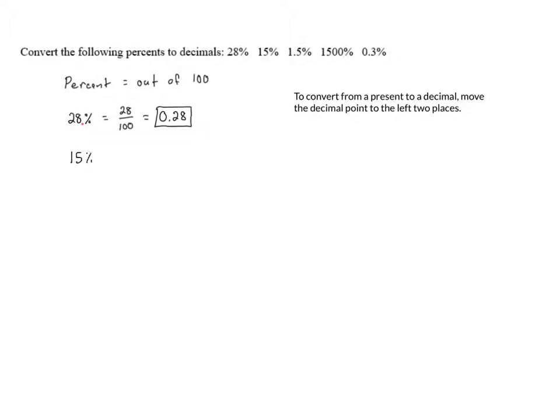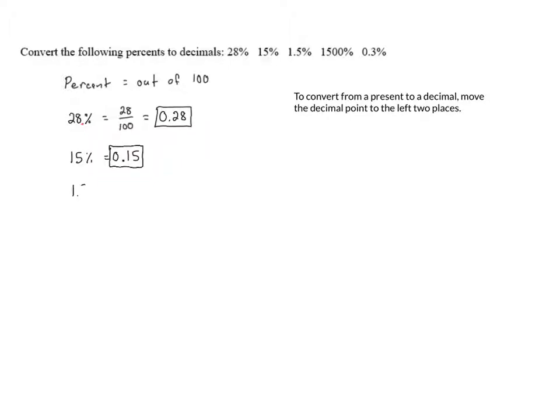If we have 15% and we want to convert that from a percent to a decimal, we need to move the decimal point to the left 2 places. So notice that it starts after the 5 because 15 is a whole number. If we move it to the left 2 places, it needs to go to the left of the 1. And we put a 0 in the front to make it look nicer. And so 15% is equal to 0.15.